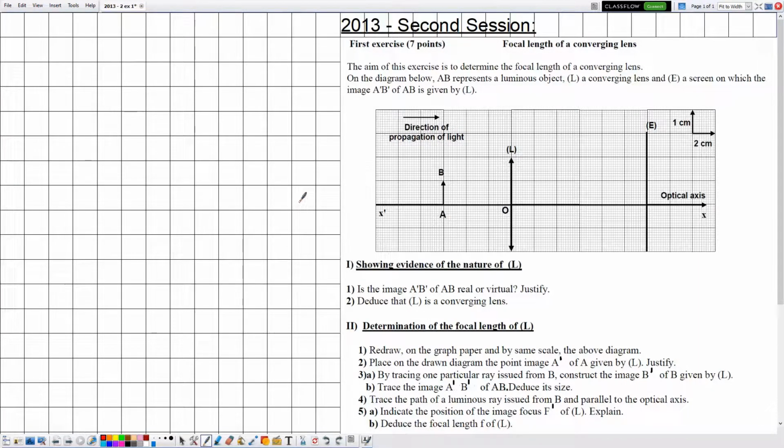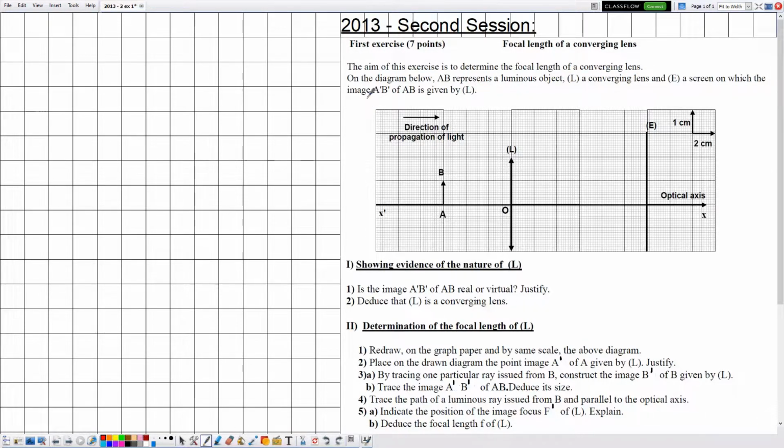In this one we are going to solve an exercise related to optics and the chapters of lenses and formation of images. This exercise was from the Brevet exams in 2013, second session, first exercise. The title of this exercise is Focal Length of a Converging Lens. The aim of this exercise is to determine the focal length of a converging lens.